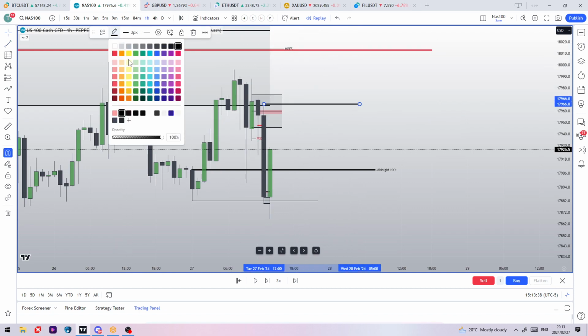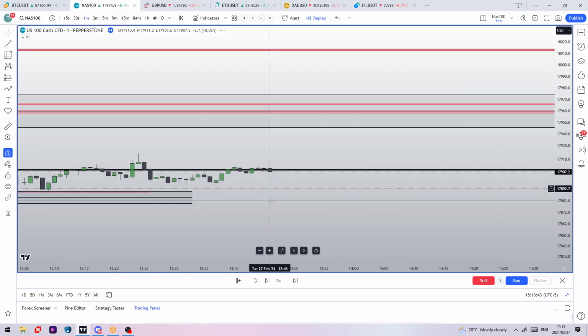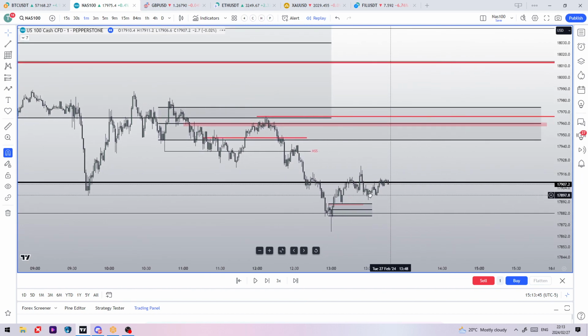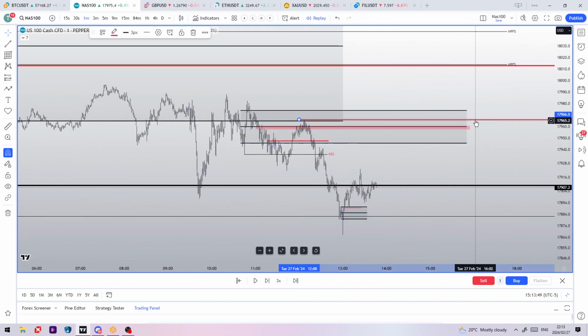Make him bigger. Put him in red as well. When you take this entry right here, you are looking for this guy right here, purely based on the concept of willingness.